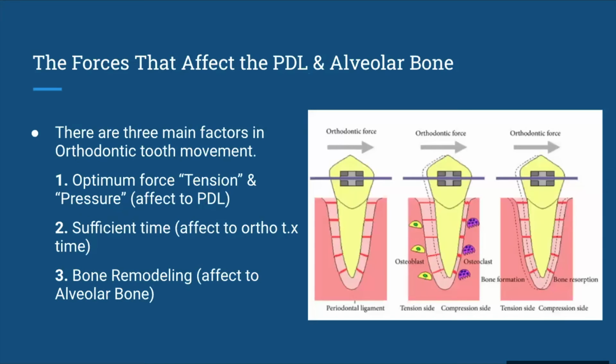What about the forces that affect the PDL and the alveolar bone? There are 3 main forces in orthodontic tooth movement. Optimum force, which will play a role in tension and pressure that will affect the PDL. The sufficient time, and this will play a role in the ortho treatment time. And the bone remodeling that will play a role and affect the alveolar bone.